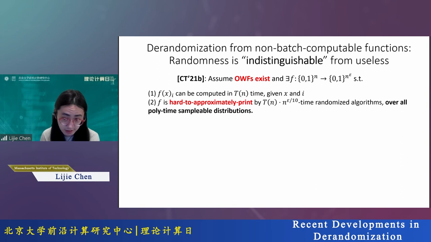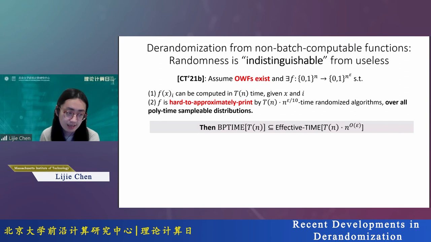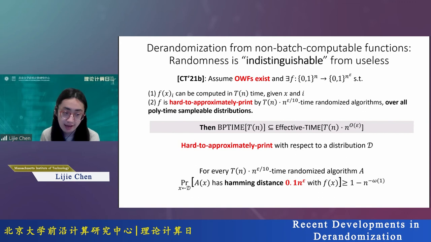What do I mean by the second condition? I mean that if these two conditions hold, then we have effective generalization with an overhead of n^{O(epsilon)}. You can make epsilon very, very small, actually close to 1, then you have the polynomial generalization overhead. So what do I mean by hard to approximately compute with respect to our distribution D? I mean that for every polylog n times n^{epsilon/10} time randomized algorithm A, if you sample x from the distribution D, the probability that A(x) is close to f(x) is very small. In other words, with very high probability, A(x) is going to be incorrect on a constant fraction of the output.